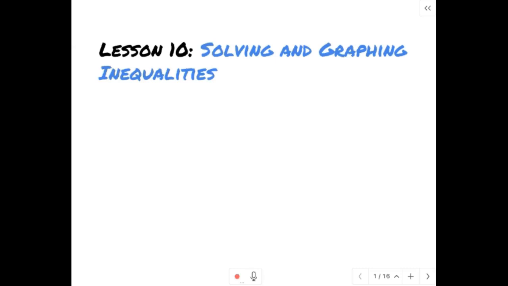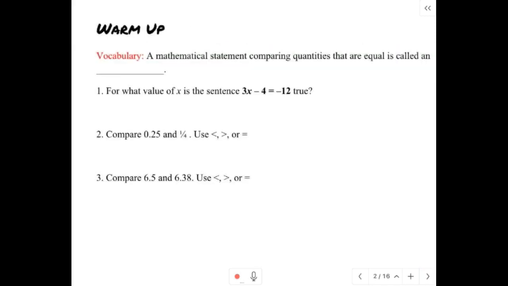Today we're going to take a look at solving and graphing inequalities. So jumping right into this lesson, I'll tell you guys that this is going to be a lot like solving just normal equations, only we have different symbols. So to start off, a mathematical statement comparing quantities that are equal is called an equation.